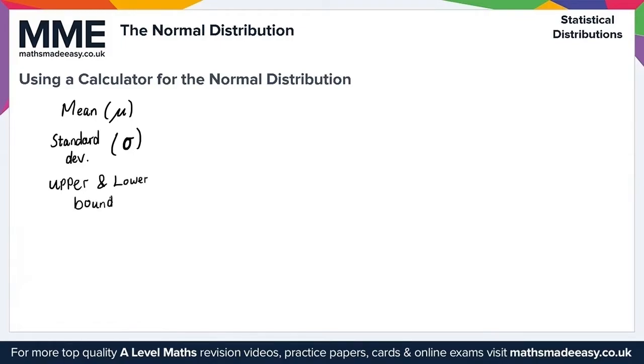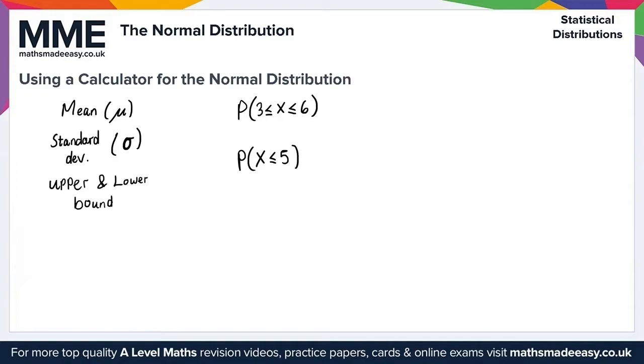This is really straightforward. For example, to calculate the probability of being between 3 and 6, we have our upper bound of 6 and our lower bound of 3. But what about if we have, say, the probability that x is less than or equal to 5? How do we define the lower bound here?